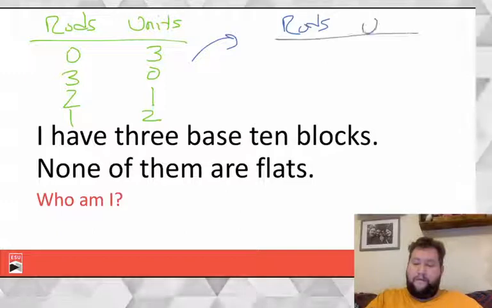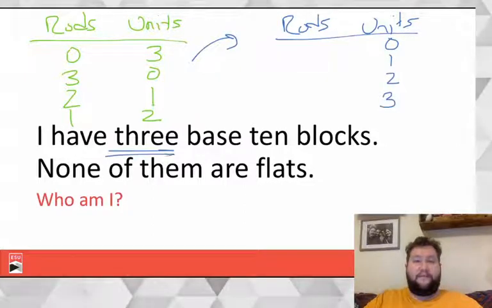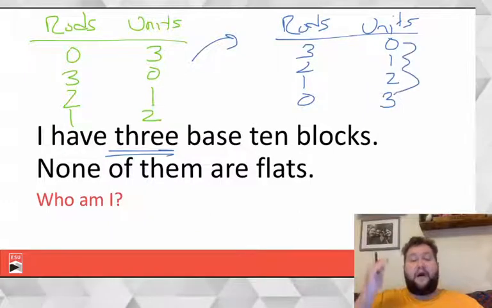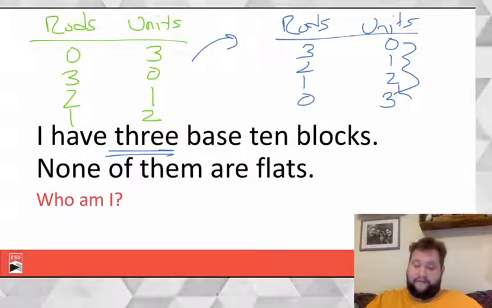units. I could have 0, 1, 2, or 3 units, right? Because I have 3 blocks. If I have none of these, I have to have 3. If I have 1 here, I have to have 2. If I have 2 here, I need 1. If I have 3 here, I can't have any. And so since I went 0, 1, 2, 3, I know that all possible combinations have been exhausted.